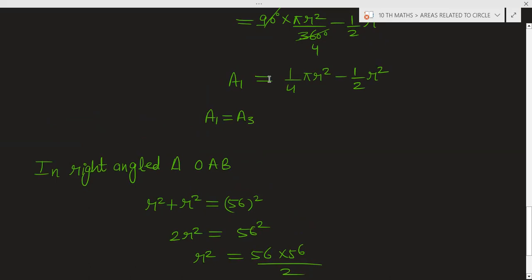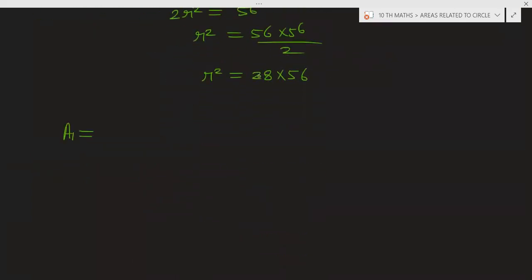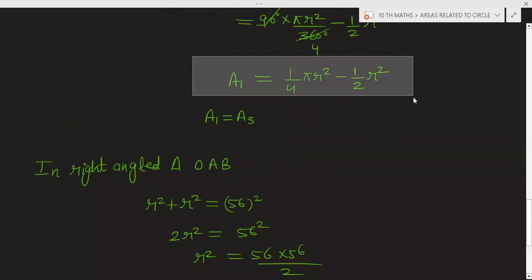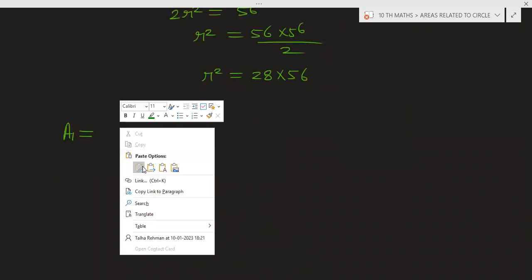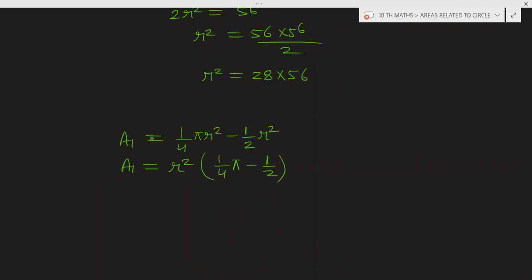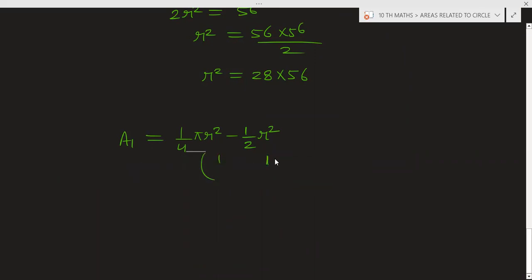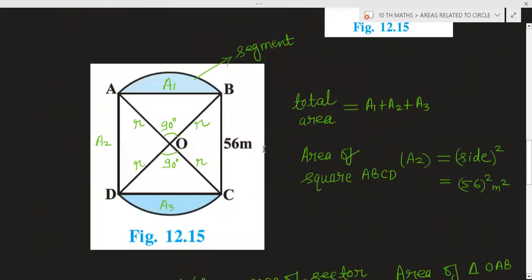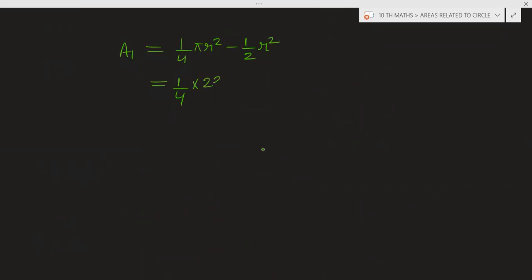Now from here we can find A1. A1 is 1 by 4 into pi r square minus half into r square. We can take r square common, so we have 1 upon 4 pi minus 1 by 2. Or we can write it directly: 1 by 4, and the value of pi is 22 divided by 7, r square is 28 multiplied by 56, minus half into r square, where r square is 28 multiplied by 56.